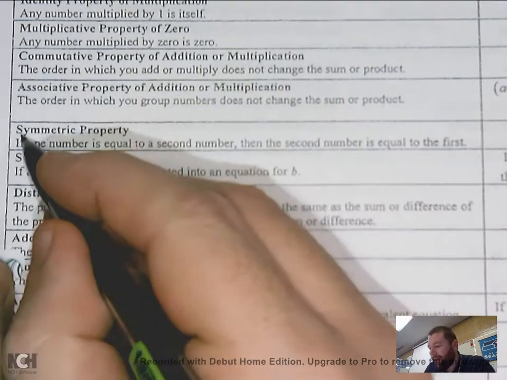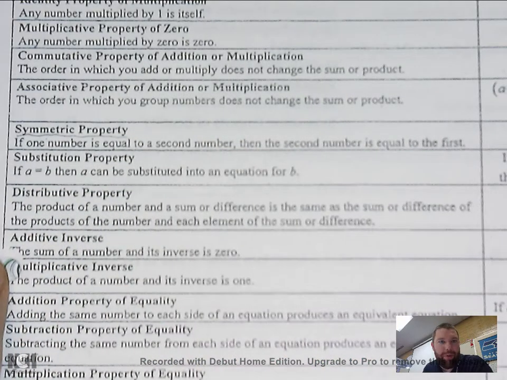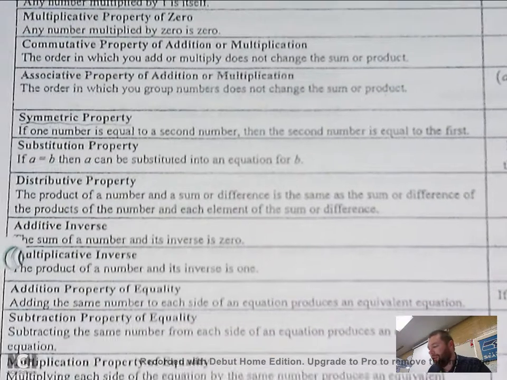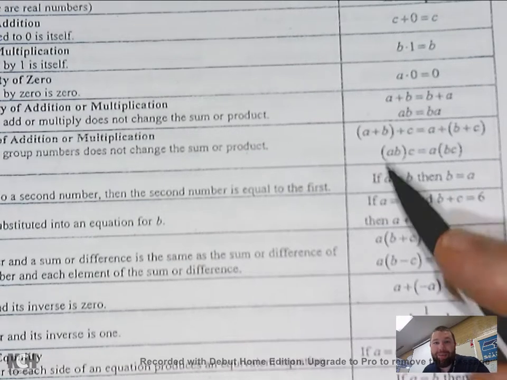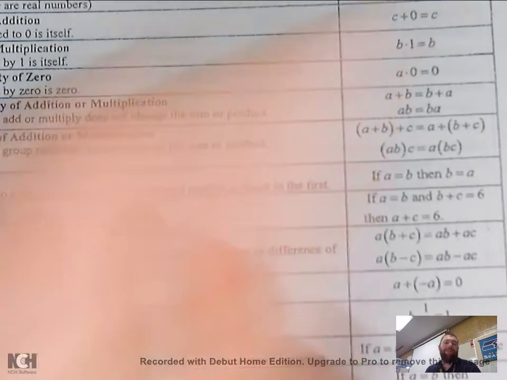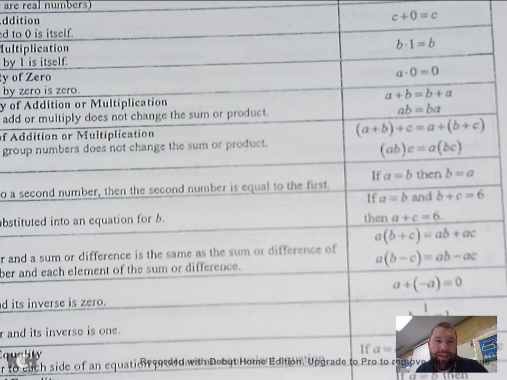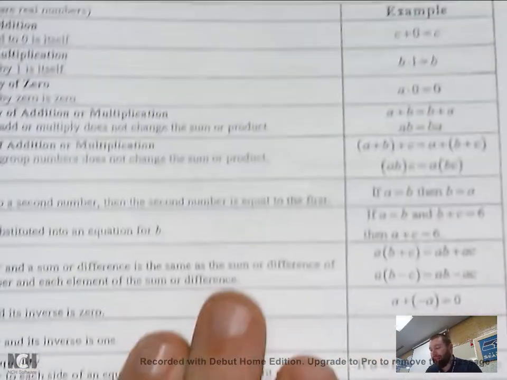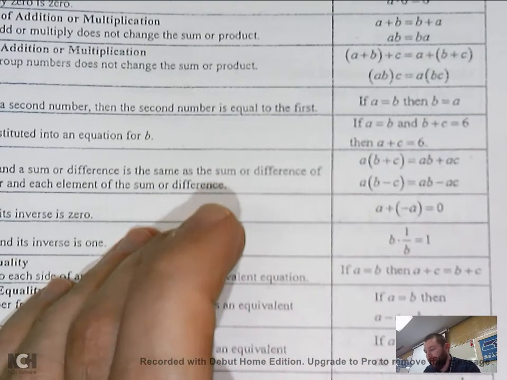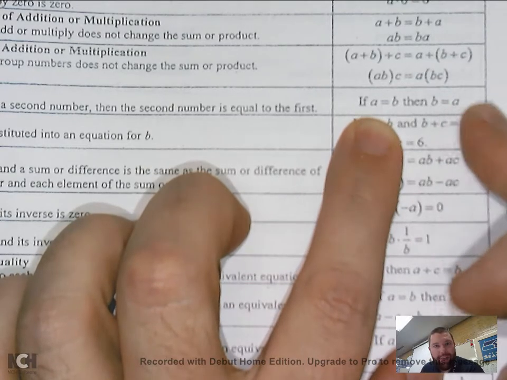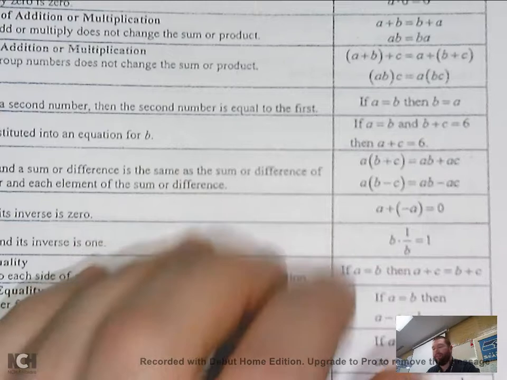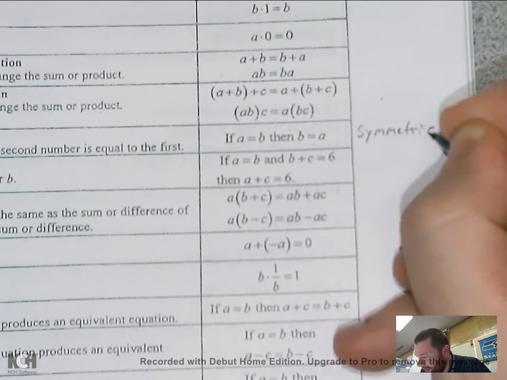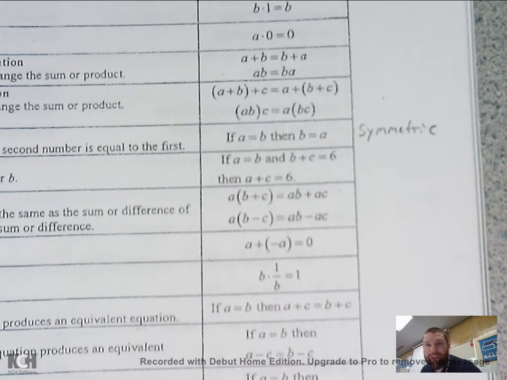So the first one we're going to talk about is kind of the more duh property in all of algebra, which is the symmetric property, which says if one number equals a second number, then the second number equals the first number. Basically all that's saying is if A is equal to B, then B is equal to A. It's just flipping the order of the equation. It's a very simple property, basically just saying each side of the equation is equal to each other. Okay, so it's not a very complicated property. That's symmetric. I'm going to write that so you can see it next to the example. Sorry, it's kind of small print, so I'm zoomed in here a little bit.